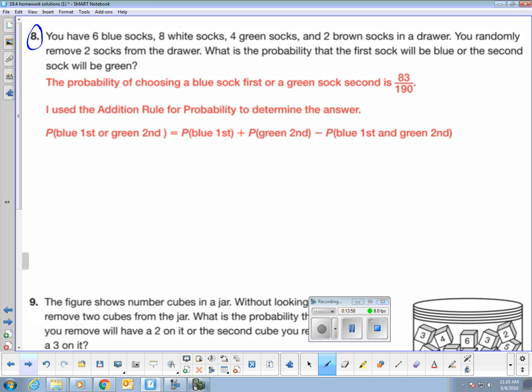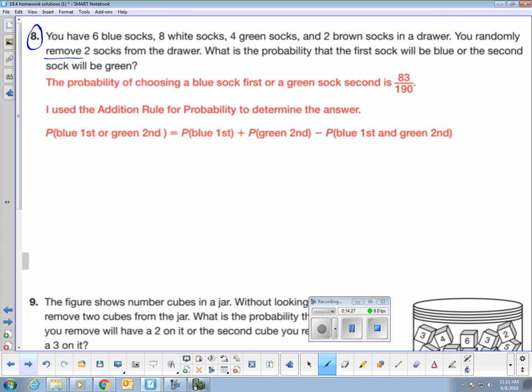Okay, to help us with number A, we're going to do a tree diagram again. And in this tree diagram, we're going to go to the next page. So you might want to write this down very quickly, and I'll transfer this over. We have 6 blue, 8 white, 4 green, and 2 brown socks, and they're in a drawer. We're going to pick out and we're going to remove. So that word remove tells me that I'm not going to replace. When I take one out, it's not going back in.